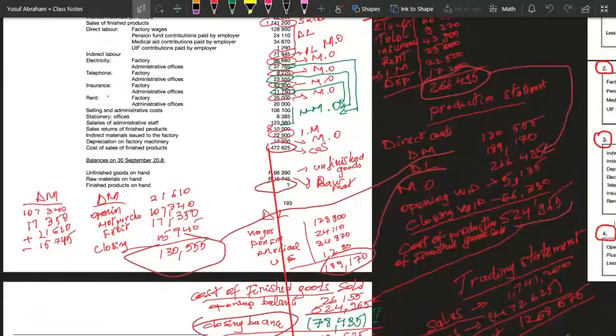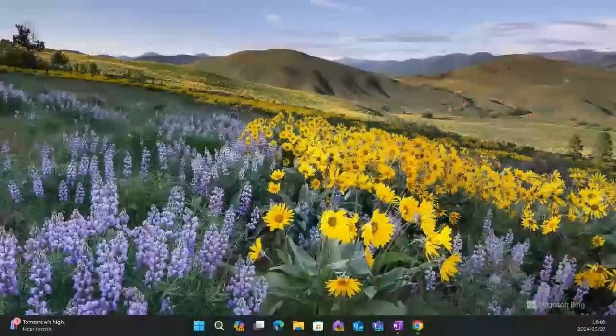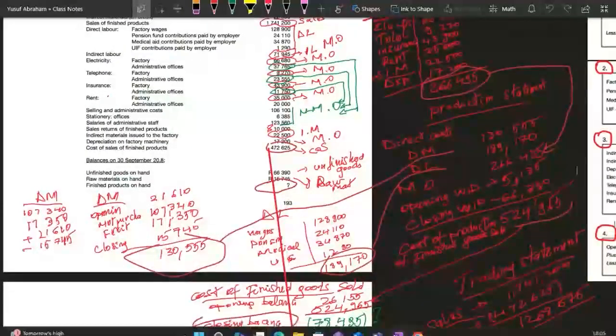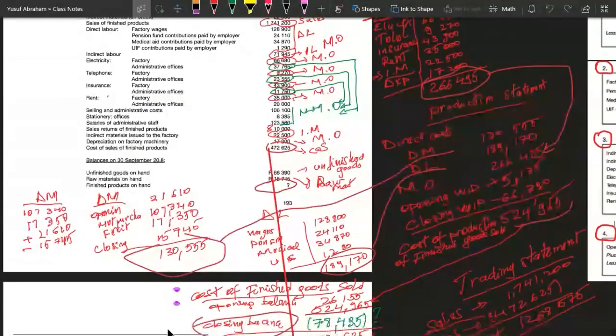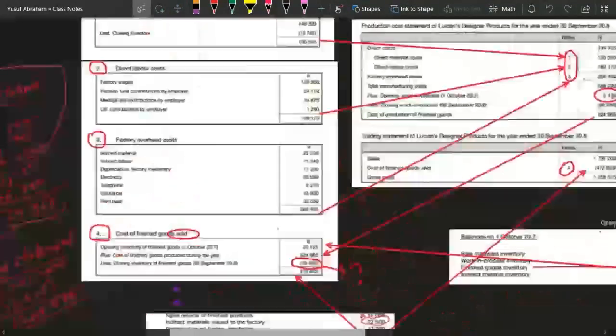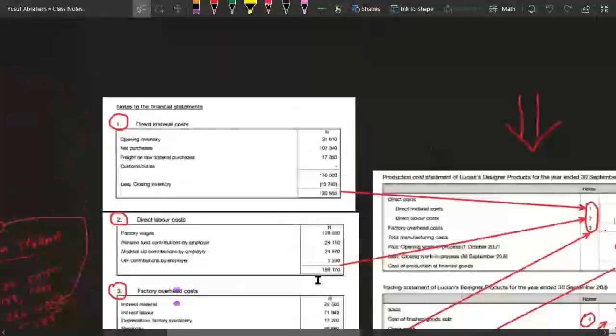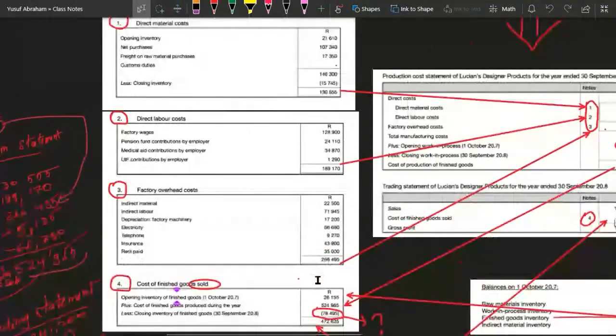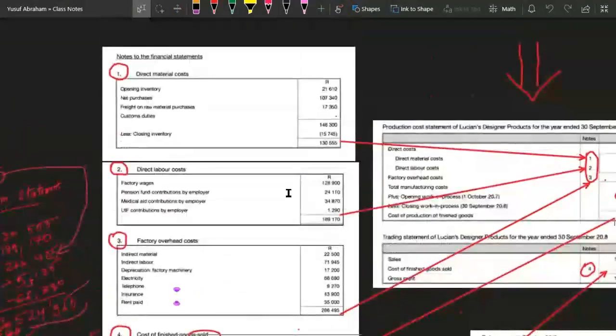I've made it easy for you here. So you have your direct material, direct labor, factory overhead. Make sure you practice for yourself so that you never miss out an account. But remember, this is not a ledger. This is the notes to the financial statement. Notes to the financial statement.